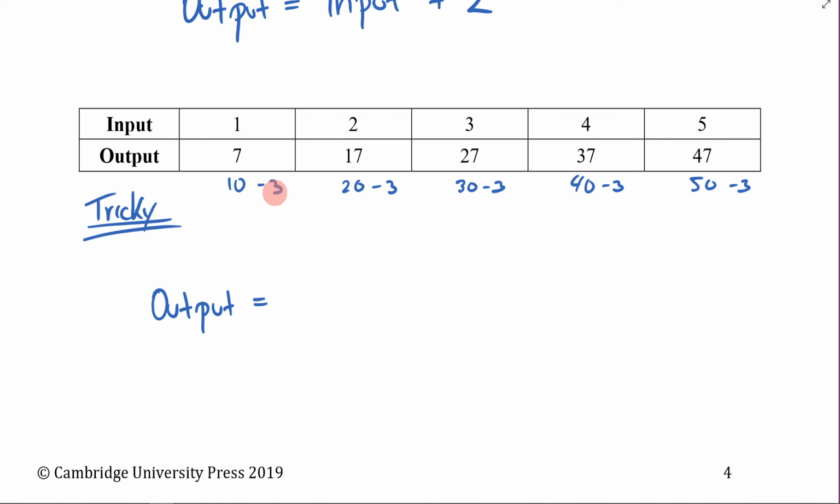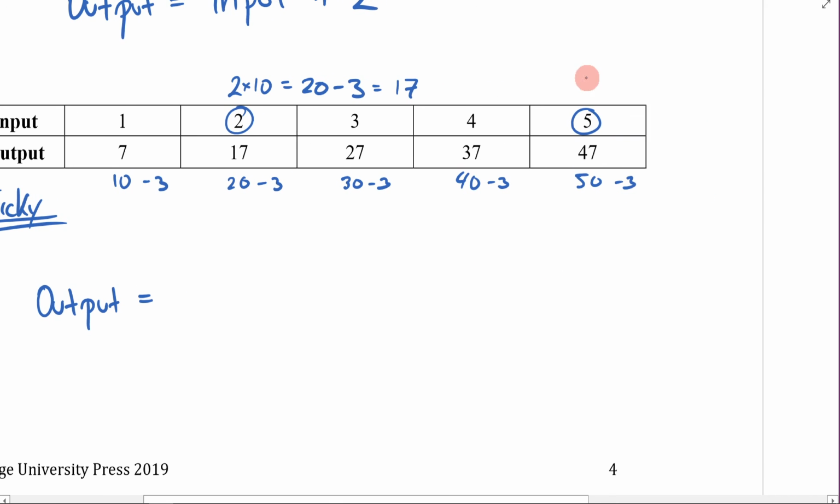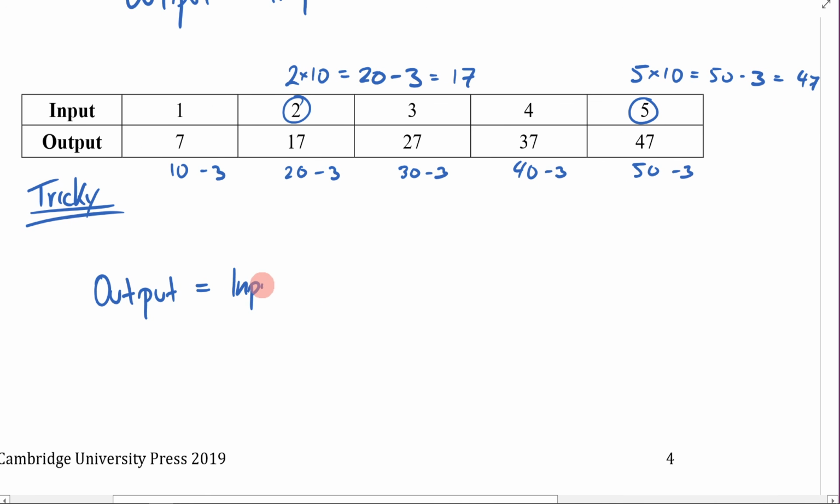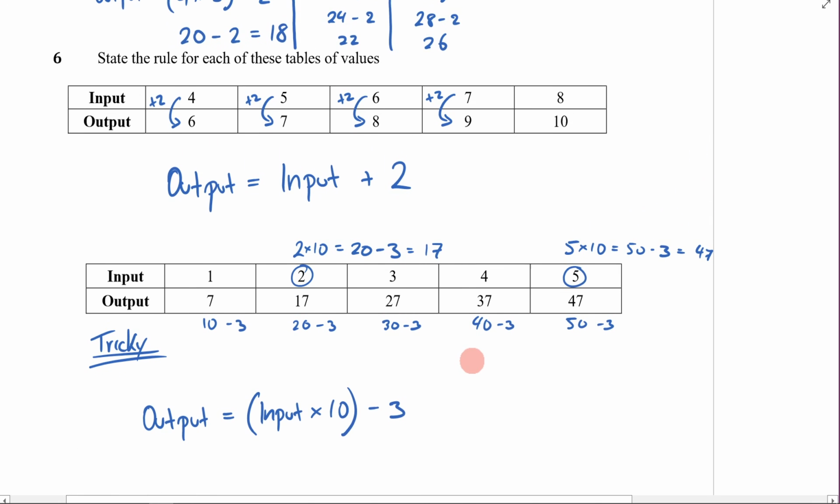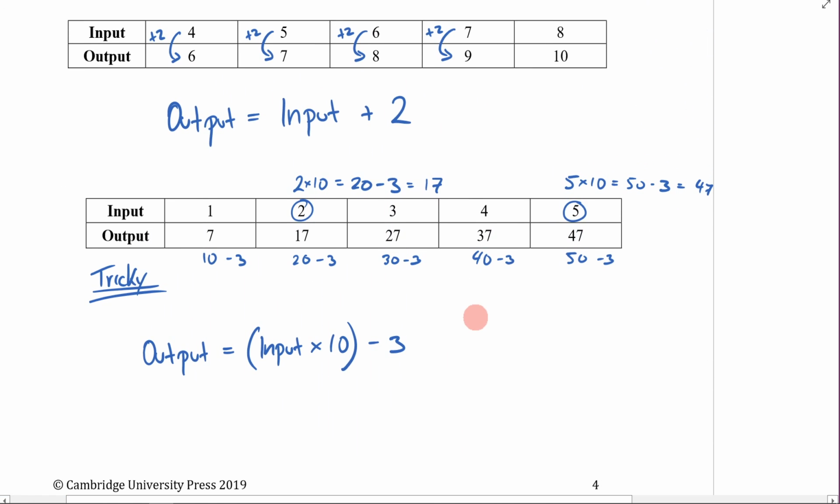So what's clearly going on here is, for instance, let's take this 2. I'm timesing it by 10 to get to 20, and then I'm subtracting 3 to get to 17. If we take this 5, I'm taking it, timesing it by 10 to get to 50, then subtracting 3 to get to 47. So my rule here is take the input, times it by 10, and then subtract 3 from it. You don't need them, but you could put brackets there, and that shows you what you're doing: timesing by 10 and then subtracting 3. All right, we'll stop here, and then we'll go through the extended response section.